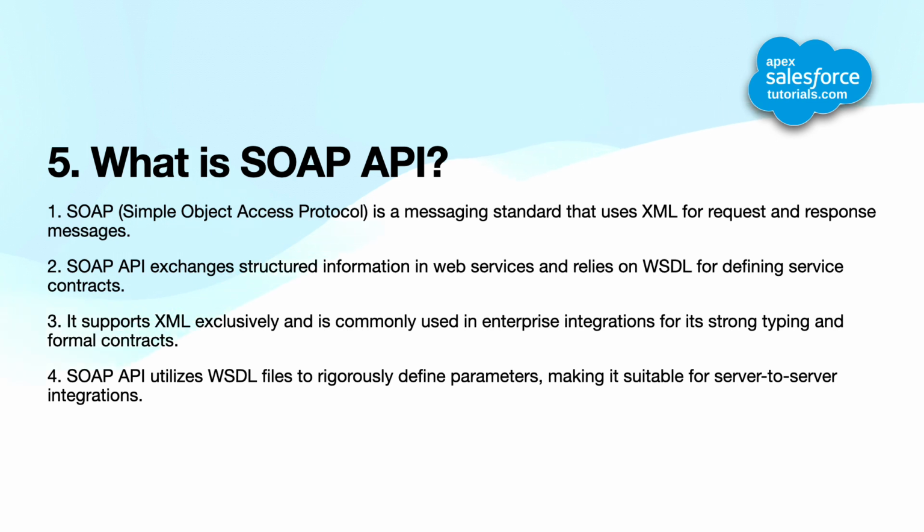It uses a Web Services Description Language (WSDL) file to rigorously define the parameters for accessing data through the API. SOAP API supports XML only. Because SOAP API uses the WSDL file as a formal contract between the API and consumer, it's great for writing server-to-server integrations.